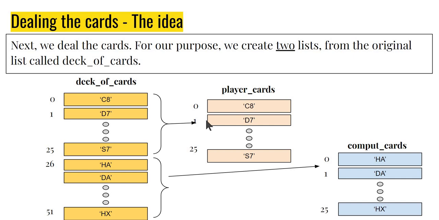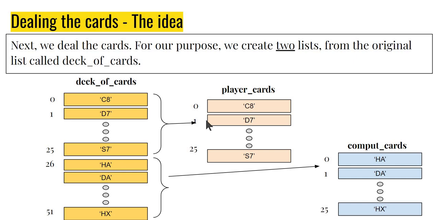The first step is really to do the deal, which means the cards get distributed to the two players. Remember, deck of cards is a list that has 52 elements because there are 52 cards. The way we are going to do this is by creating two lists, player cards and computer cards, extracted from the original list. And this, as you know, can be done using slicing.